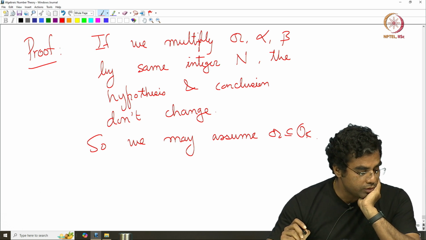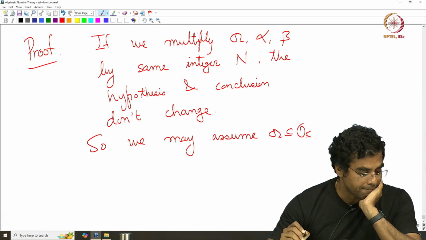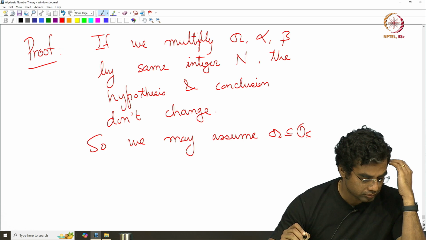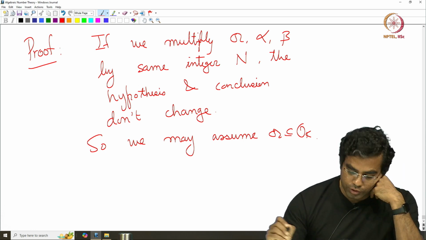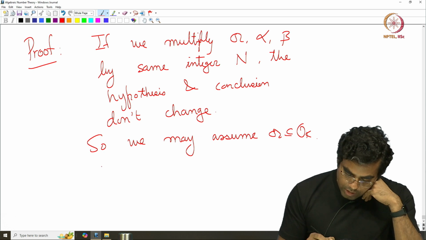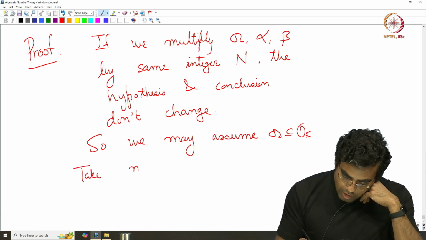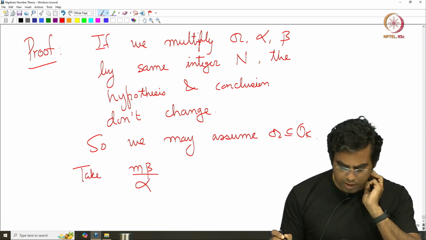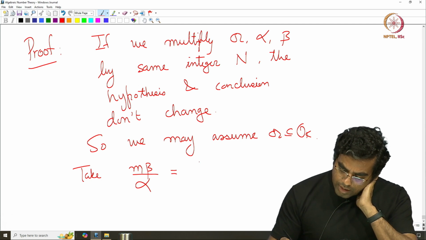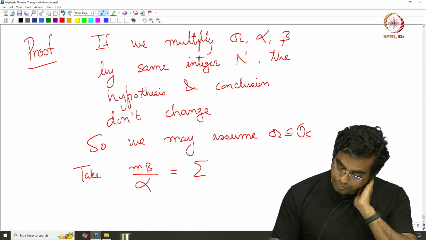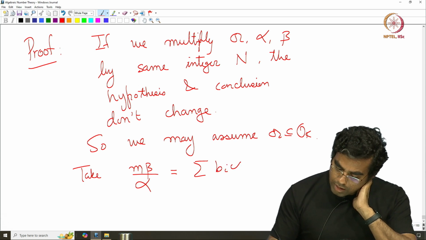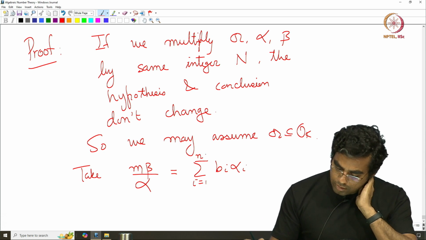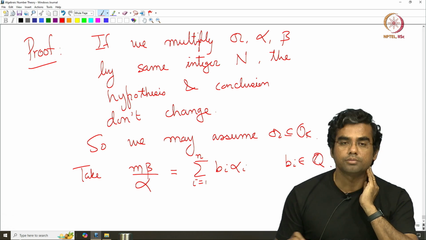Now, what I am going to do is I am going to take m beta by alpha. Right now, I have not put any bound on m, it could be arbitrary, but it does not matter. So, this thing I can write as summation b_i alpha_i, i going from 1 to n, and these b_i's are rational numbers. Okay.